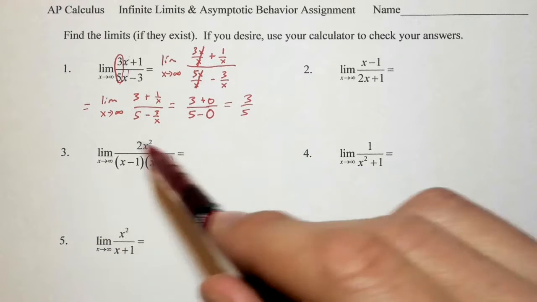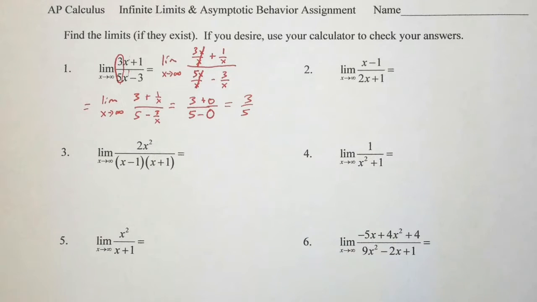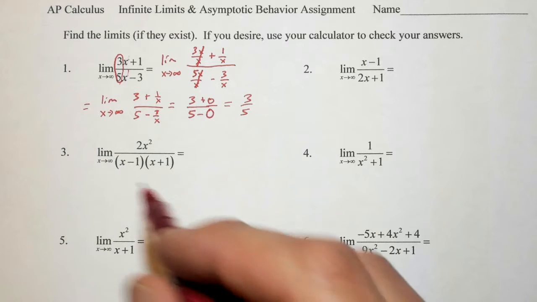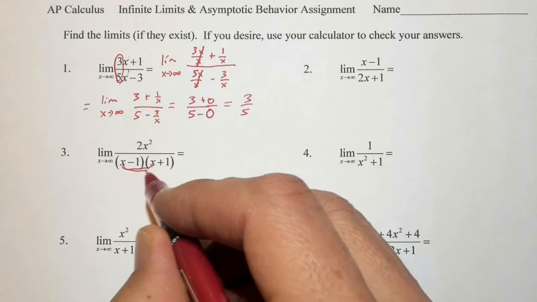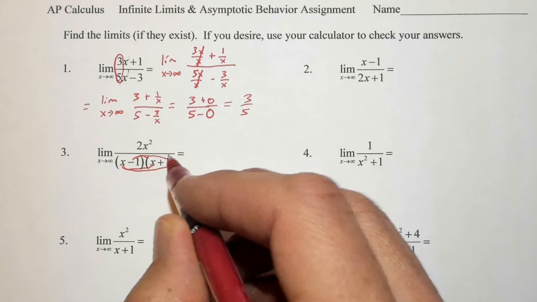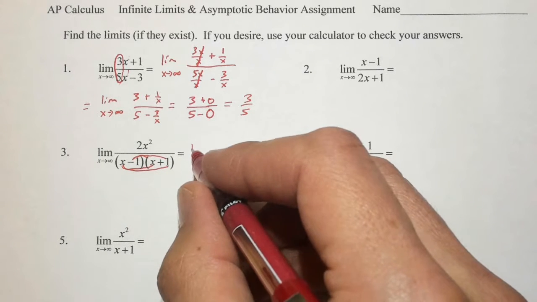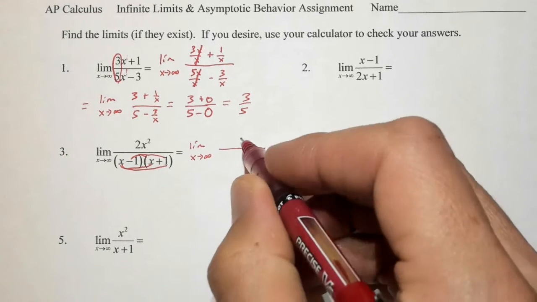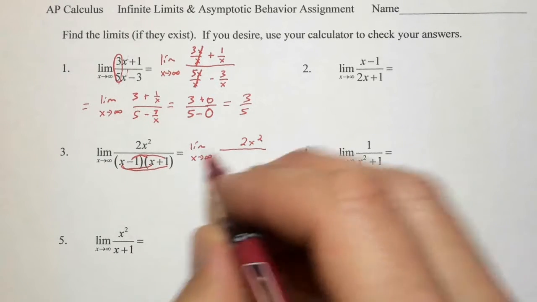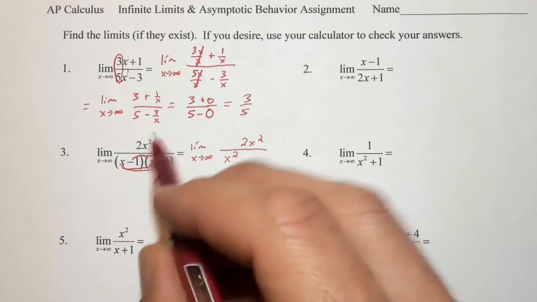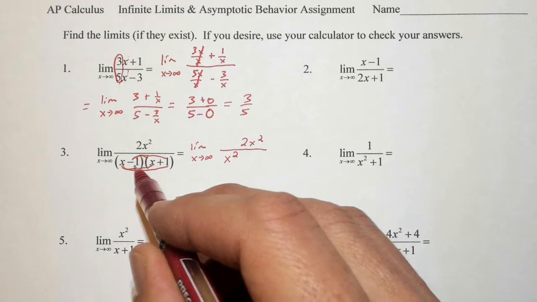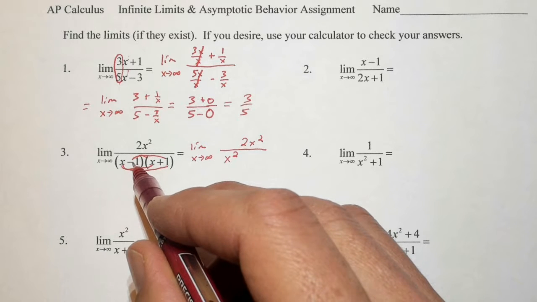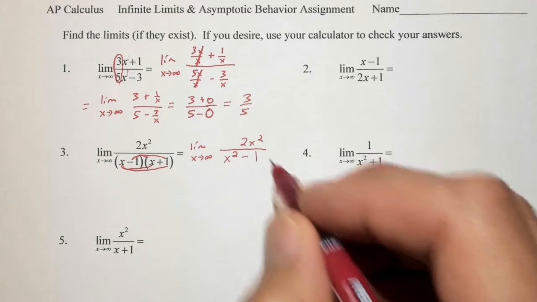So in a problem like number 3, it seems like the highest exponent is in the numerator only, but it's actually a trick, because in the denominator we have (x - 1) times (x + 1), and if we were to FOIL this, like so, from algebra class, we would end up with the limit as x approaches infinity. We have 2x squared in the numerator, and x times x is x squared, x times 1 is x, but negative 1 times x is the opposite of x, and then we combine those, they wipe each other out, and then when we do last, negative 1 times positive 1 is negative 1.